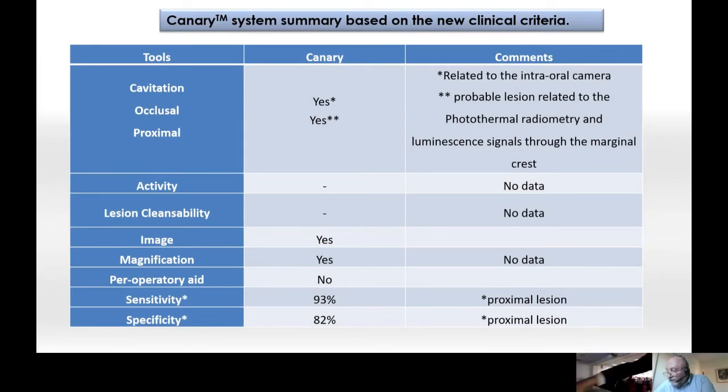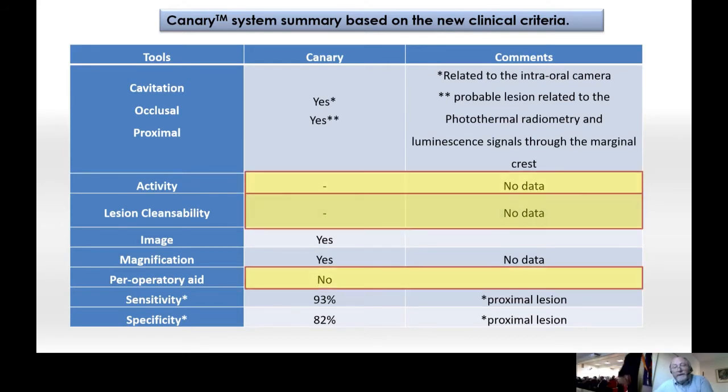So, a nice device with a lot of possibilities, the Canary system, but it fails concerning caries activity and the perioperative aid, and one drawback is that this device is not yet sold in Europe.